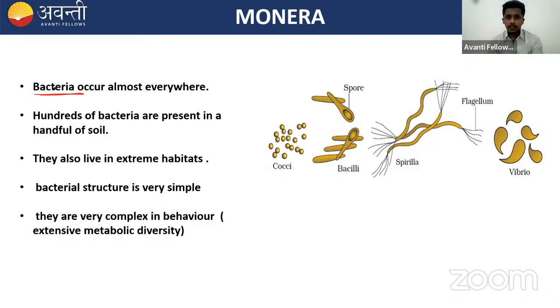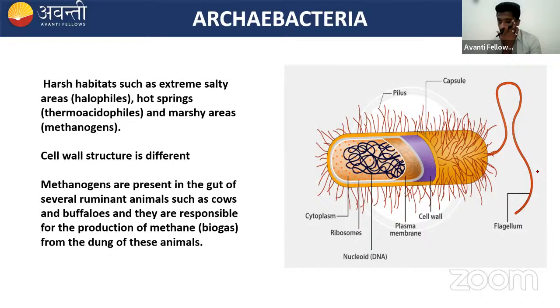Bacteria can be classified by shape. If they are rod shaped, they are called bacilli. In comma shape, they are called vibrio. We can also divide bacteria into two categories: one is archaebacteria, the other is eubacteria.